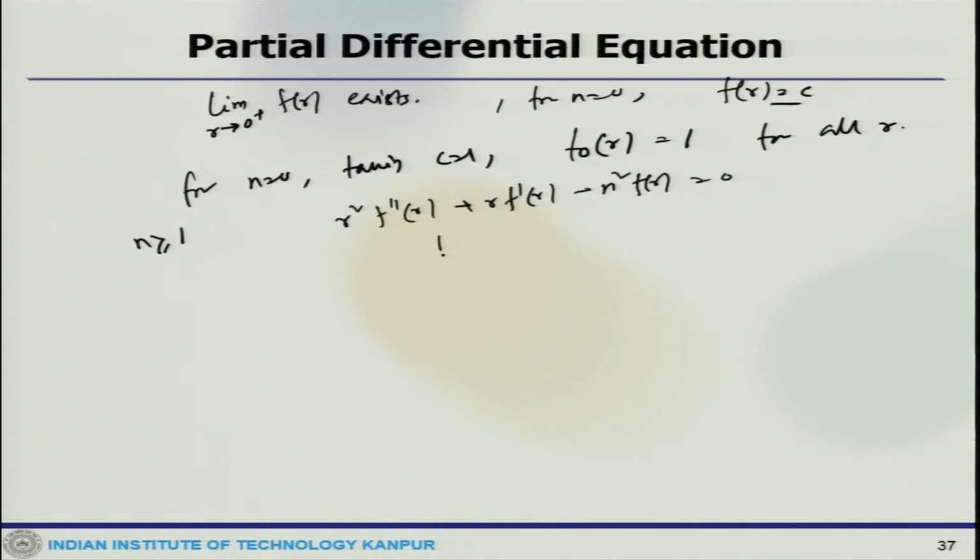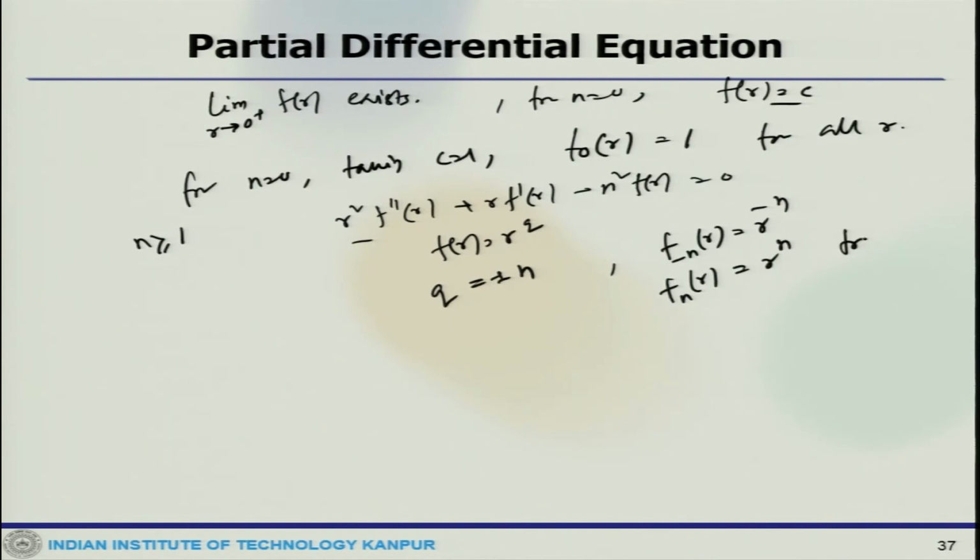r f'' of r minus n square f of r is 0. So, here we can use f of r as a solution r to the power q. So, this is again a second order ODE. So, after doing all this, what we will get is that q equals plus minus n. So, it will have that f minus n of r is r to the power minus n, and f n of r is r to the power n for r greater than 0. So, in the boundary condition if we apply, this is the physical solution that we will have. So, we will take this as the solution.